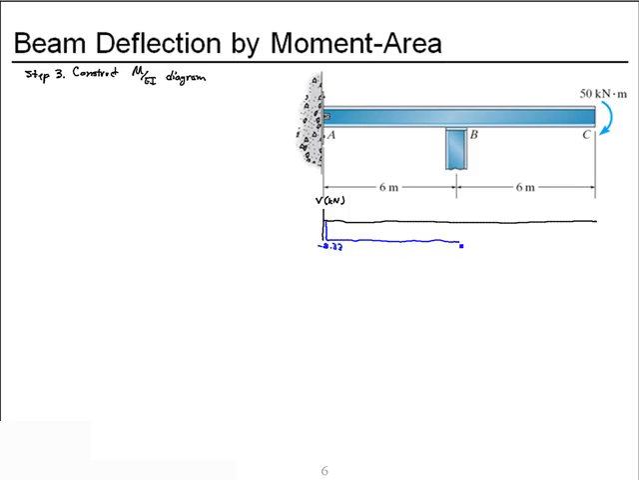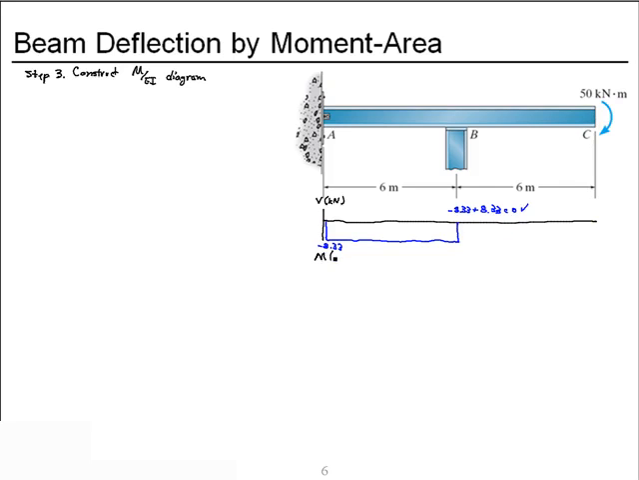There's a vertical jump of 8.33, so we have a negative 8.33 plus 8.33. That closes to 0. Then there is nothing, no distributed load, no concentrated loads, no reactions from B to C. So our shear diagram closes properly.